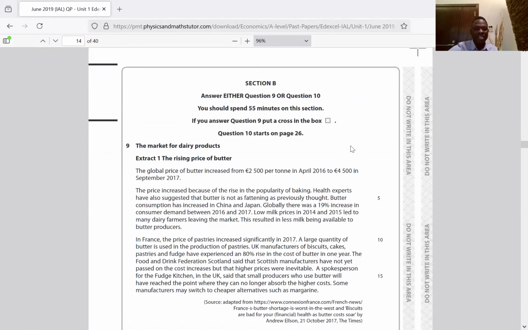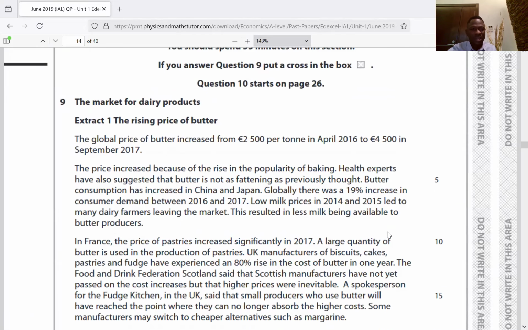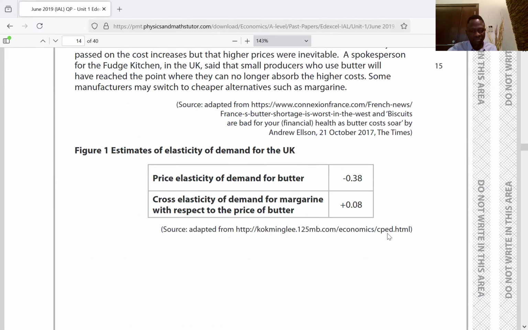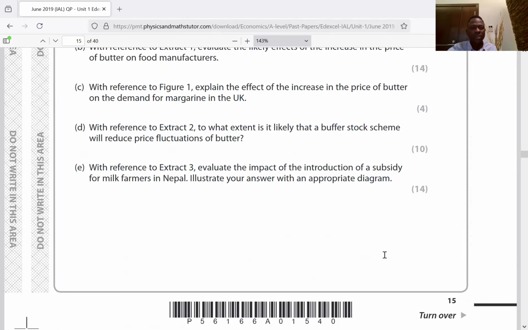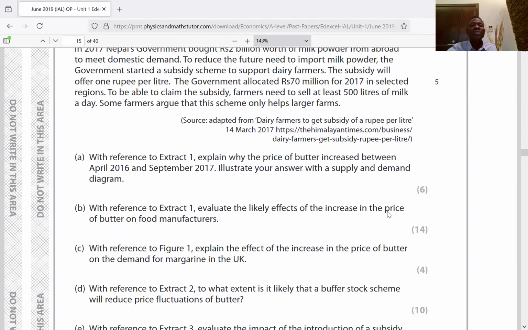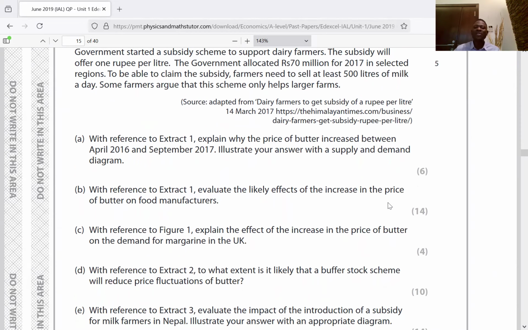So we have the extract, which is on the screen already. So we just go to the question immediately. Are you there, please? Yes, sir. With reference to extract 1, explain why the price of butter increased between April 2016 and September 2017. Illustrate your answer with a supply and demand diagram.